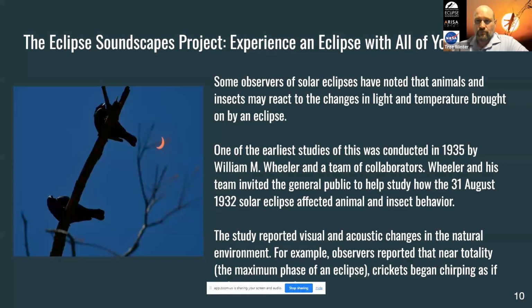But these were all just stories until almost 100 years ago, when a scientist named Wheeler and his team decided to study this a little bit more scientifically. So there was an eclipse that they knew was going to happen in the Boston area in 1932. And what Wheeler decided to do was to try to engage the entire public in writing down what they observed during the eclipse, the changes that they observed, and sending all of those observations into him and his team so that they could publish a paper on it. Now, today we call that citizen science, but back then there wasn't a name for it.